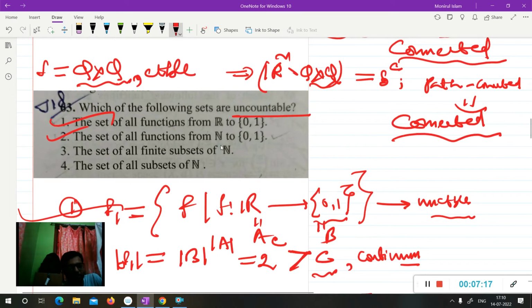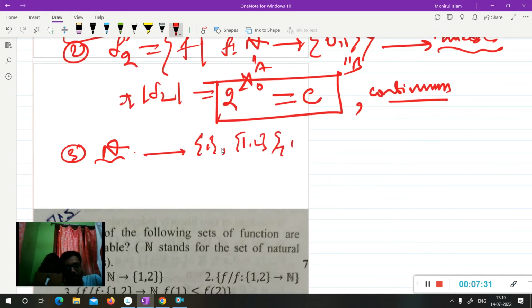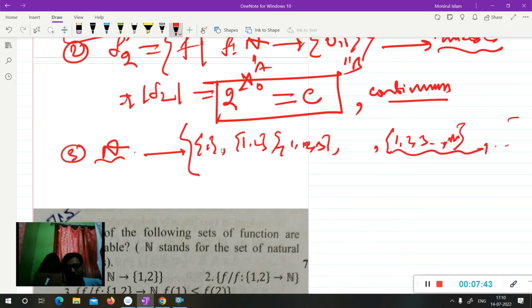Now the set of all finite subsets of N. This finite subset will be of the form, either {1}, or {2}, or maybe {1, 3}, {1, 2, 3}, or maybe of the form {1, 2, 3, and so on up to n}. Finite subsets of N may be of the form like this.